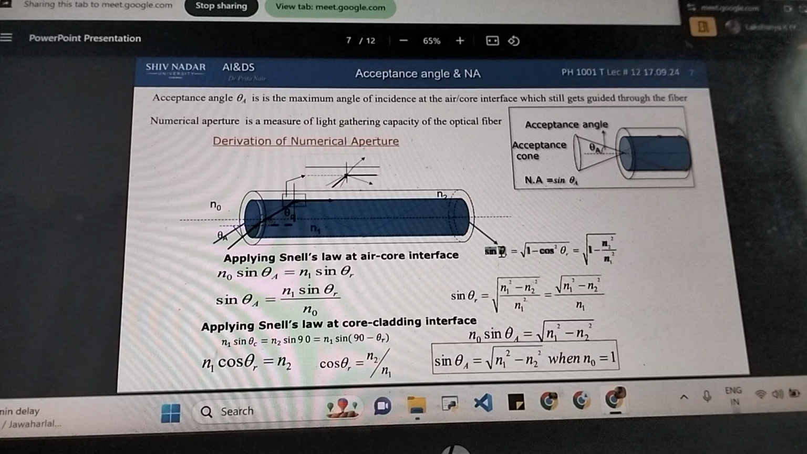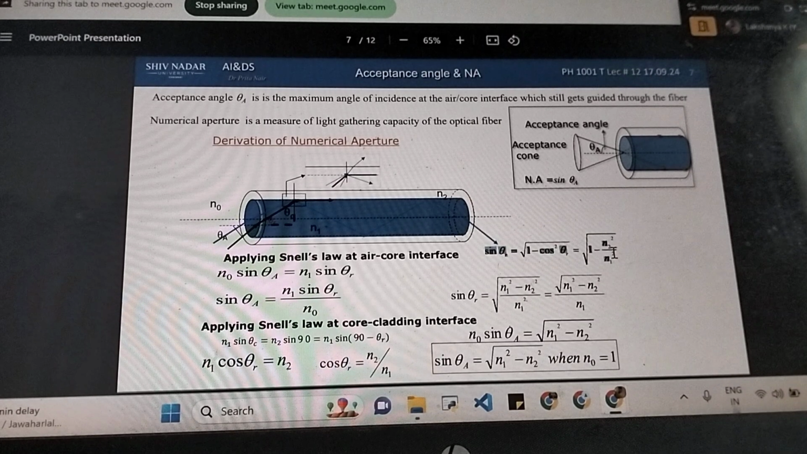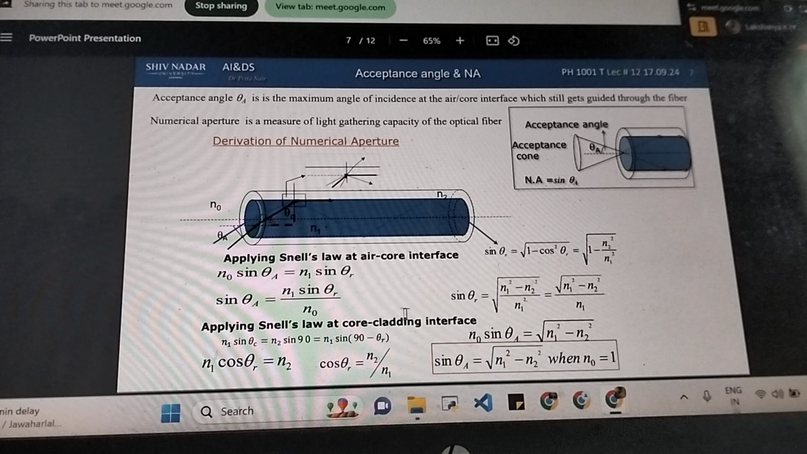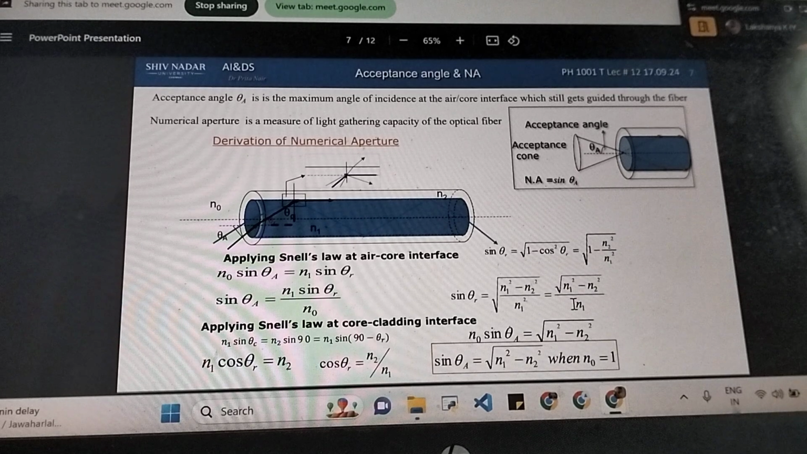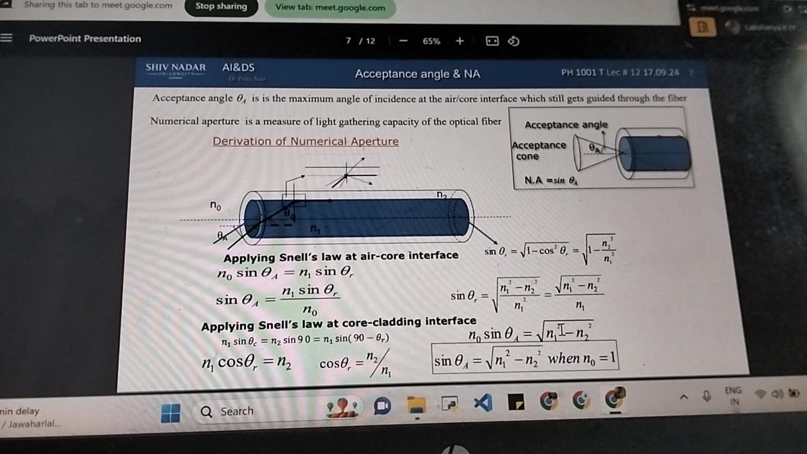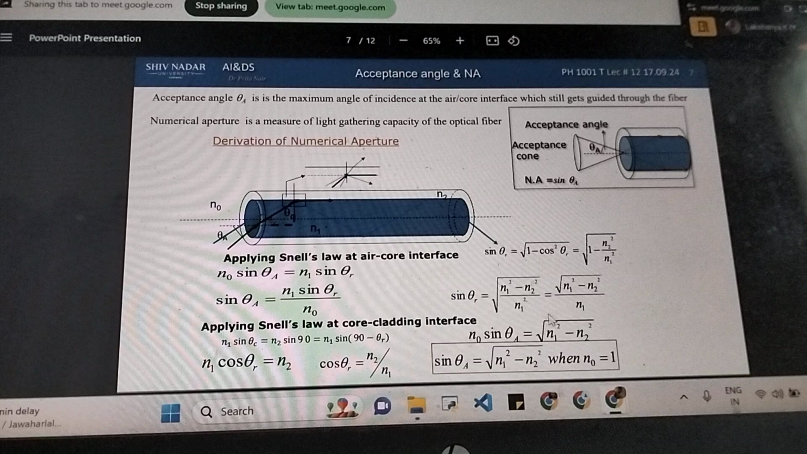So from that you get sin theta r equals root of 1 minus cos square theta r, which is root of 1 minus (n2 by n1) whole square. So when you take the LCM and simplify, you will get sin theta r equals root of n1 squared minus n2 squared upon n1. This is the value of sin theta r.